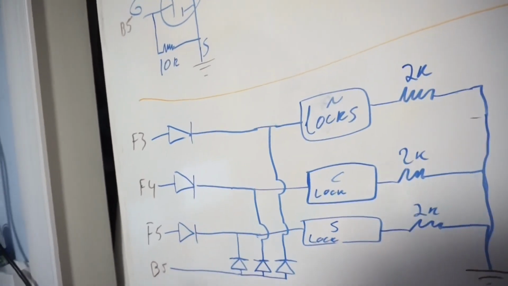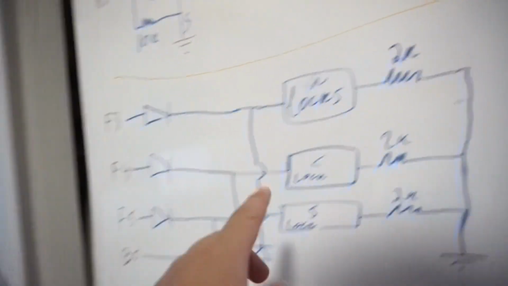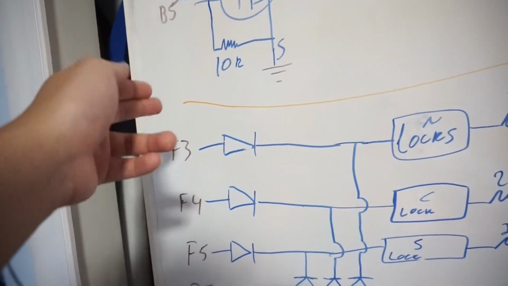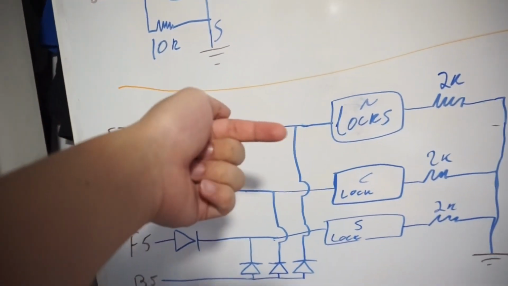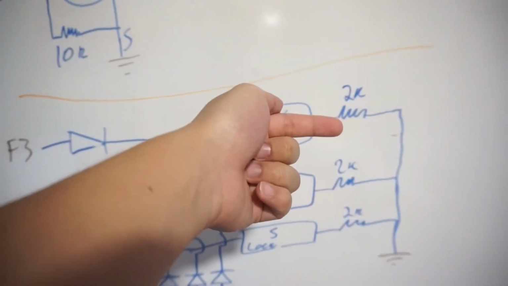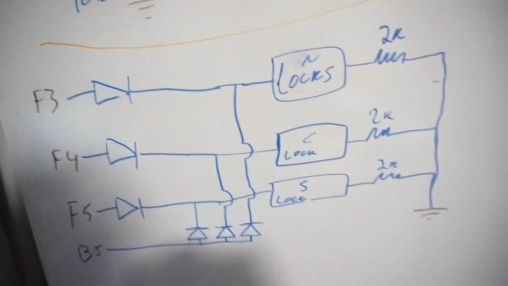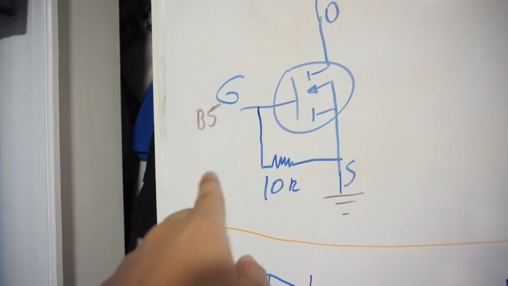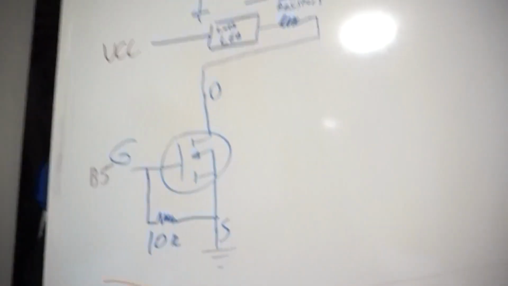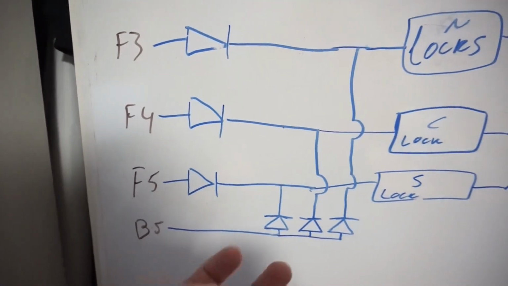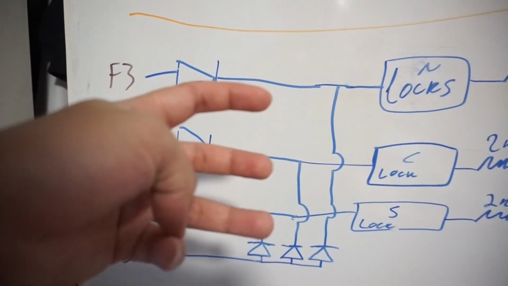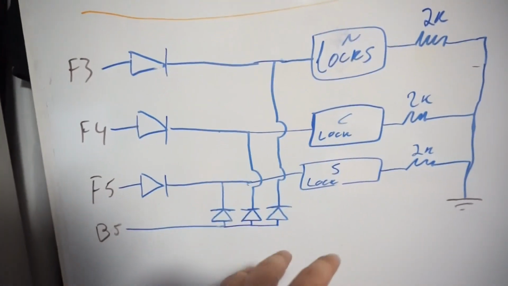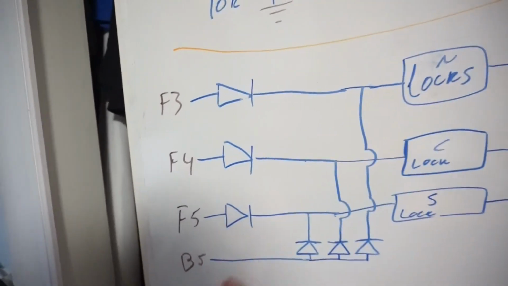yeah. The way this works is when a certain key, for example the nums lock, is activated, and then pin F3 is high with 5 volts, electricity flows this way through the nums lock into the 2 kilo ohm resistor and down to ground, completing the circuit. Now when the keyboard backlight is on, B5, which is the same right here for the other backlight stuff, goes high, electricity will run through these diodes, go up through all 3 of these locks and then through those resistors down to ground, completing the circuit. The diodes are there, of course, just to prevent shorts.